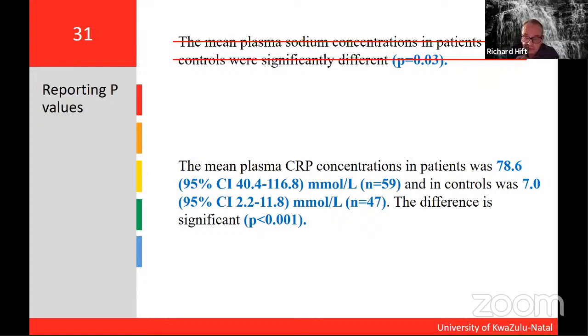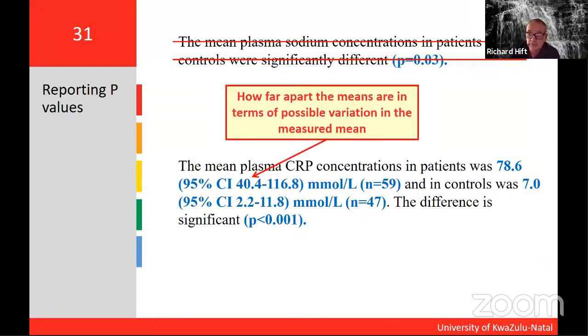With my own students, I've come across statements like this where I've had to say, but I'm sorry, is the 7 or the 78.6 the control or the patients? It's not at all clear to me. So make it absolutely clear that the meaning cannot be confused.